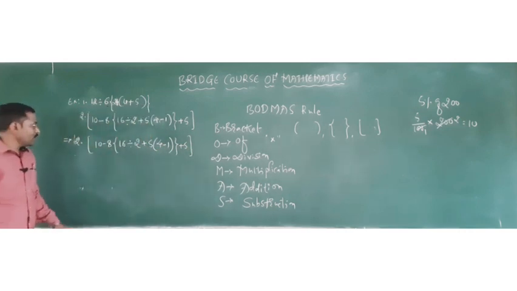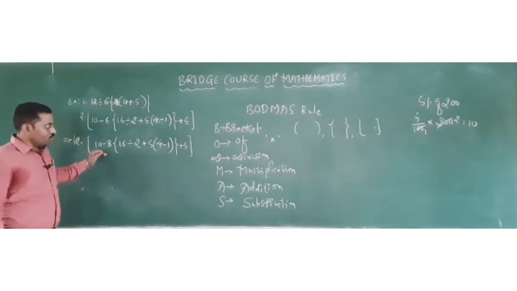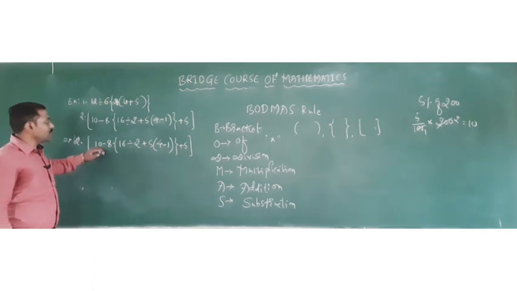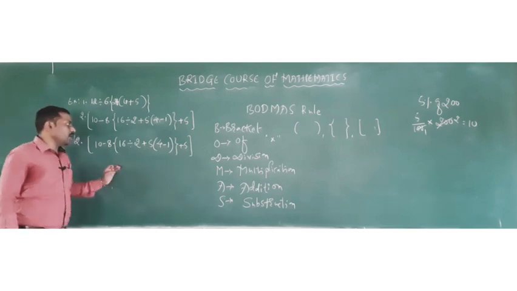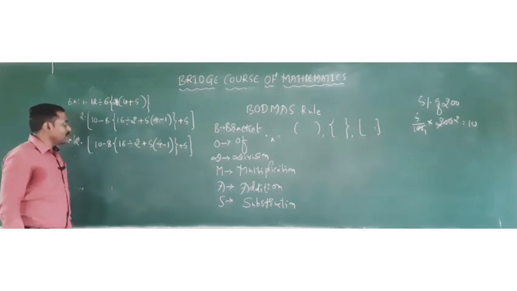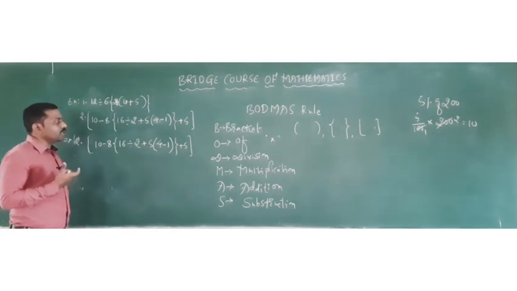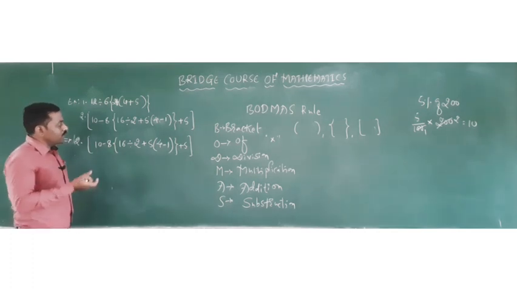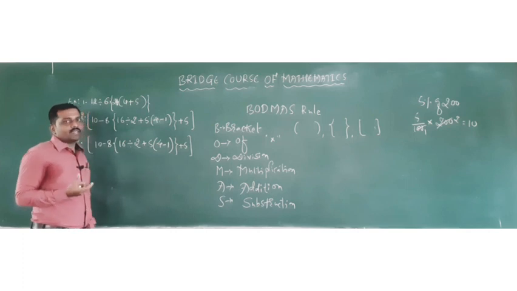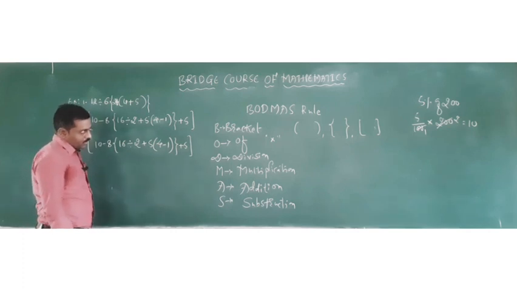Okay, so how to solve such types of problems? In the given example, there are three brackets: the round bracket, the flower bracket, as well as the square bracket. So let us go through solving this example.